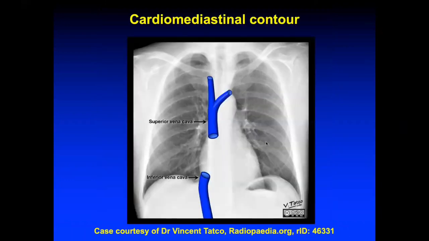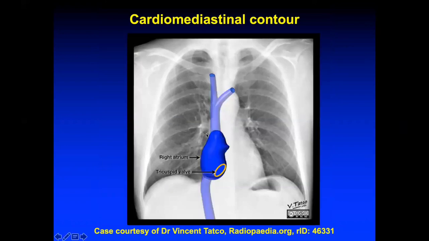So here you can see the SVC and the IVC. Then you have the right atrium. So SVC, right atrium, IVC will form the right cardiomediastinal contour. Always remember, tricuspid valve is obliquely placed. The tricuspid valve is always oblique in nature. So this is a tricuspid valve which appears. Again, it will not appear on an X-ray view.